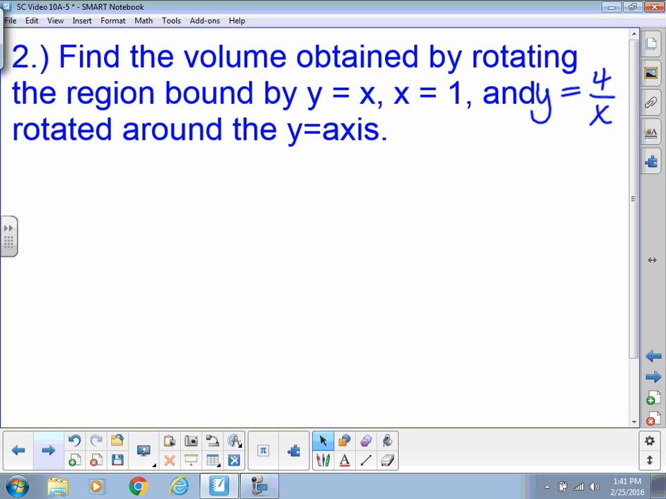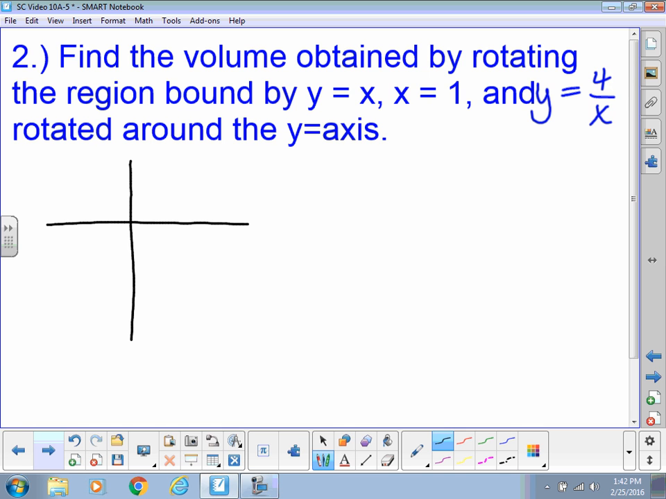And we'll look at one more example, but we're going to see how we can do it in both ways, with washers and shells. So we're going to find the volume obtained by rotating the region y equals x, x equals 1, and y equals 4 over x around the y-axis. So we'll start out by drawing our picture.